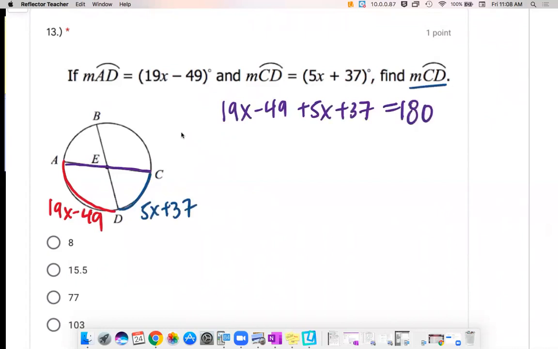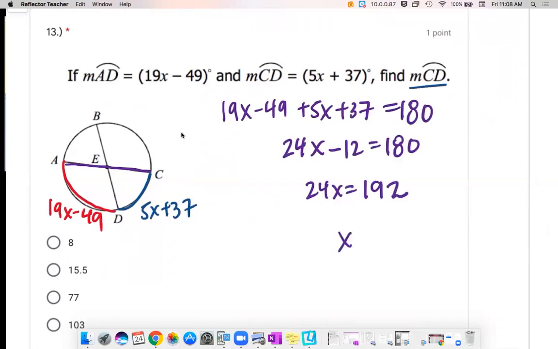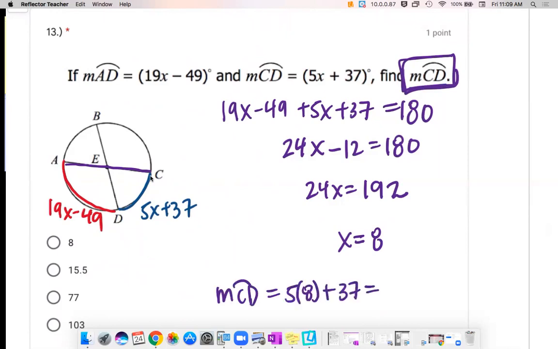like terms. So I would have 24x minus 12 is equal to 180. Add 12 to both sides, we'll get 24x equals 192. Divide by 24, you get x is 8. And then these are mean problems. Make sure you go back and actually find the measure of arc CD. So I'm just going to plug it in this formula right here. So measure of CD is 5 times 8 plus 37, which ends up being 77 degrees. So you should have selected 77 right there.